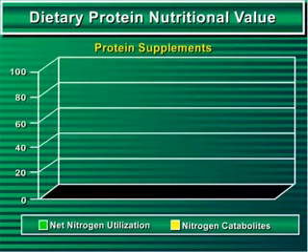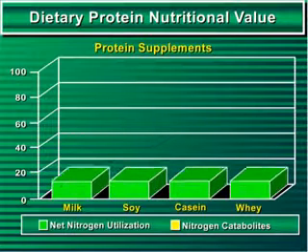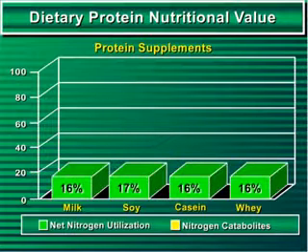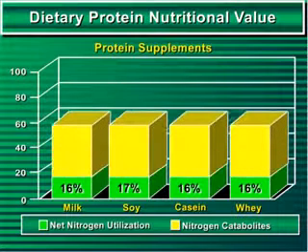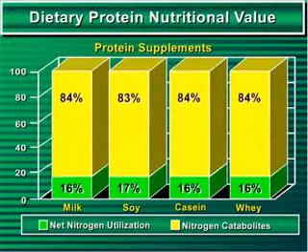On the other hand, milk, soy, casein, or whey, the main proteins found in most protein supplements, only provide an average of 16% NNU. This means that only 16% of their constituent amino acids act as precursors of body protein synthesis. Meanwhile, the remaining 84% are catabolized, thus releasing nitrogen catabolites and energy.